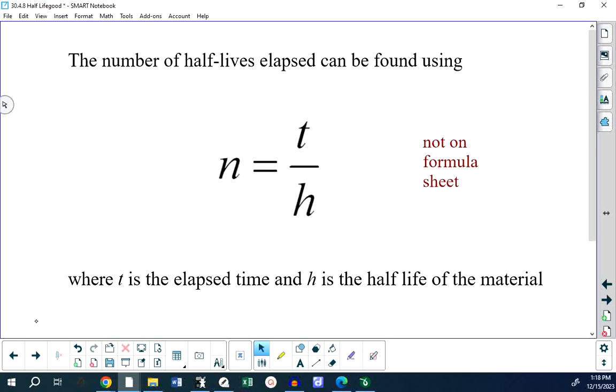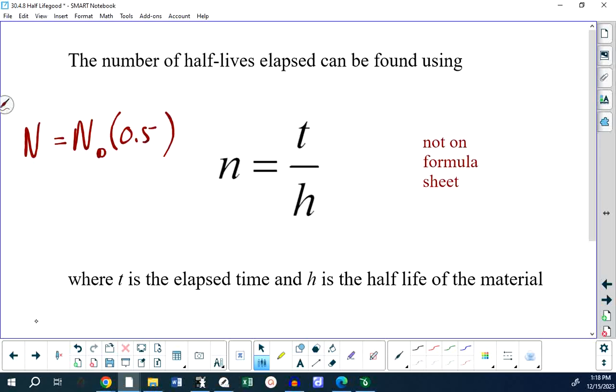So that exponent on this formula, and I usually just write 0.5 here, and I'm pretty sure you're okay with that, is the number of half-lives. And this, which is not on your formula sheet, is the connection between number of half-lives, actual elapsed time, and the half-life. So we use H as the half-life here. In Math 30, we would use P as the half-life. You with me on that? That it's T over P and P is the half-life? Okay. So let's do some problems.